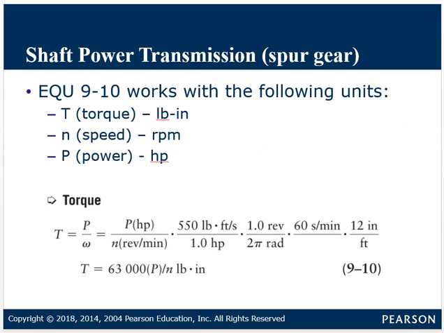Now, as you recall, that equation works very well for us if we understand that torque is in units of pound-inches, speed, N, is in units of RPM, and P, power, is in terms of horsepower. So to reiterate, this is the equation that we use to calculate what torque is being transmitted by the shaft when it's transmitting a certain level of horsepower at a certain speed.